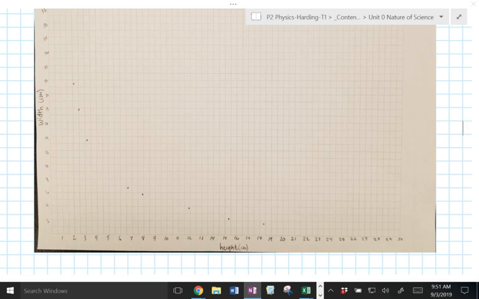Is it kind of hard to see? Let me see if I can enhance here a little bit. Nope, because these pens suck.